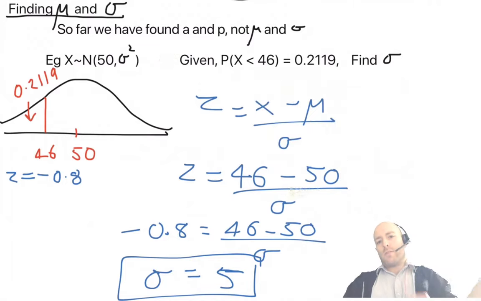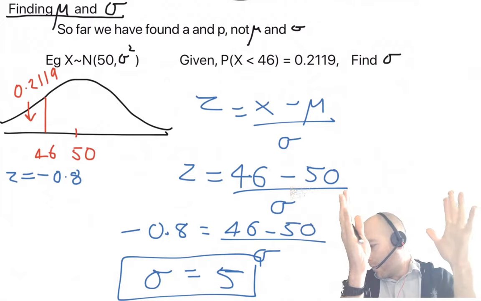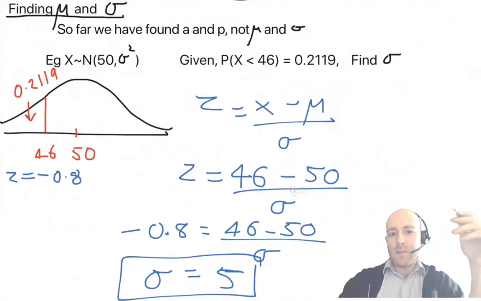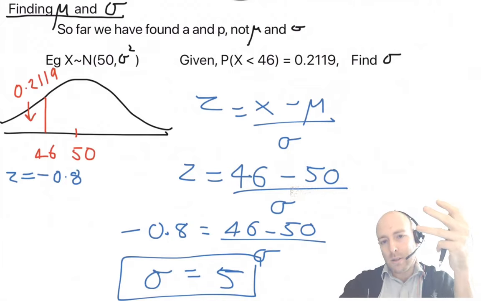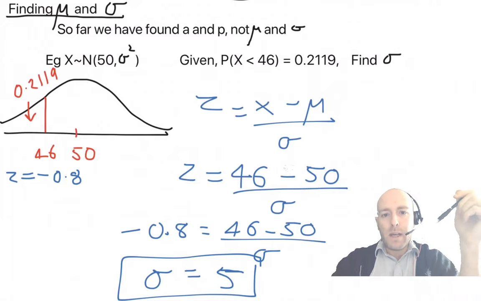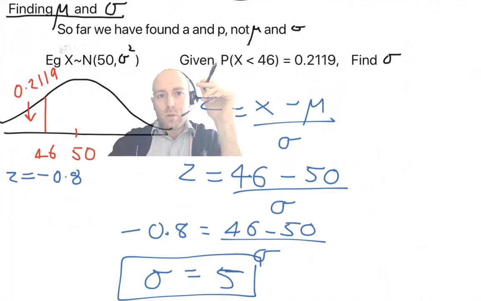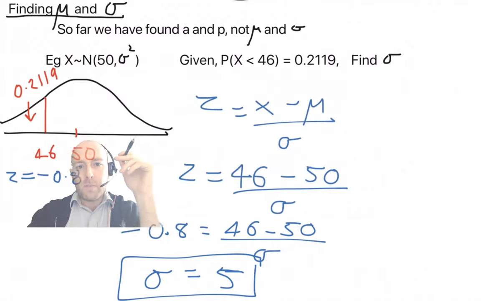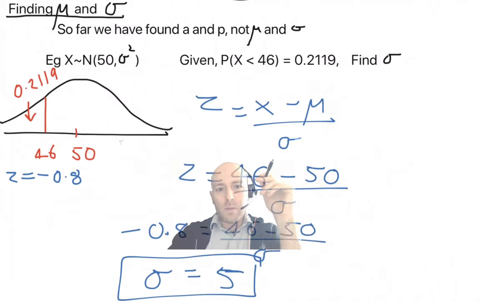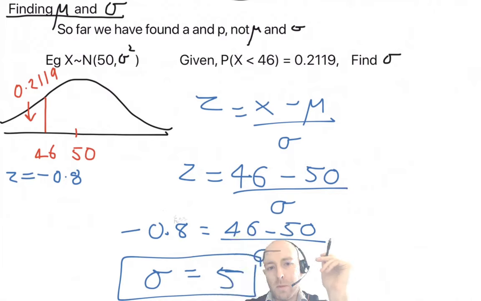Right, some questions require you to find mu and sigma, so you need to find both. And the only way they can do that is if they give you some more information, because obviously you've got two unknowns, you're going to need two simultaneous equations in order to solve it. So if they want you to find mu and sigma, they will give you two statements like this. You'll solve both of them, you'll get two equations like this one, and then you'll solve them simultaneously to find mu and to find sigma.